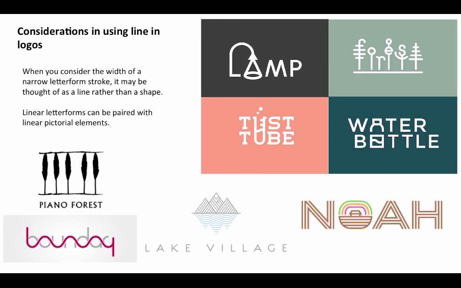Now, there's also line. There's not just shape. So when you consider the width of a narrow letter form stroke, it may be thought of as a line rather than a shape. So linear letter forms can be paired with linear pictorial elements. Here are a few examples.